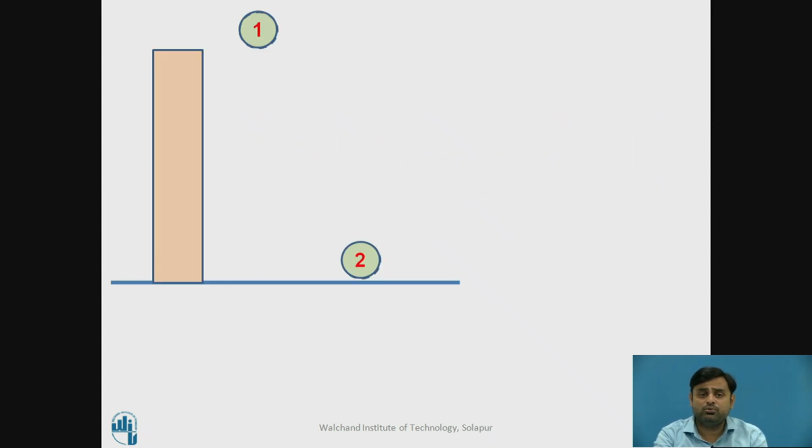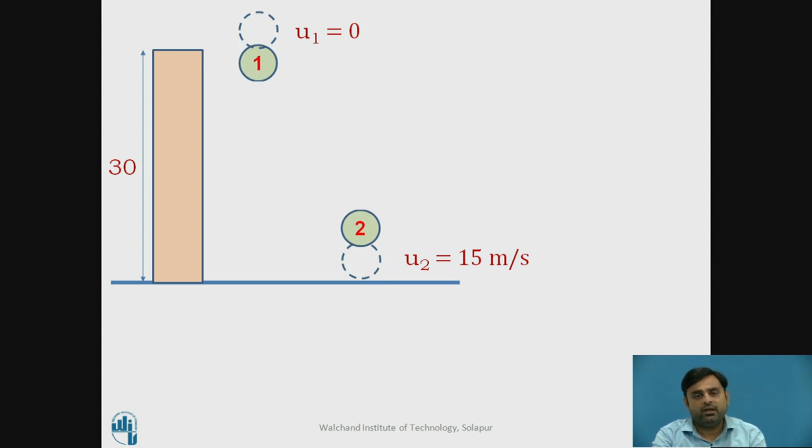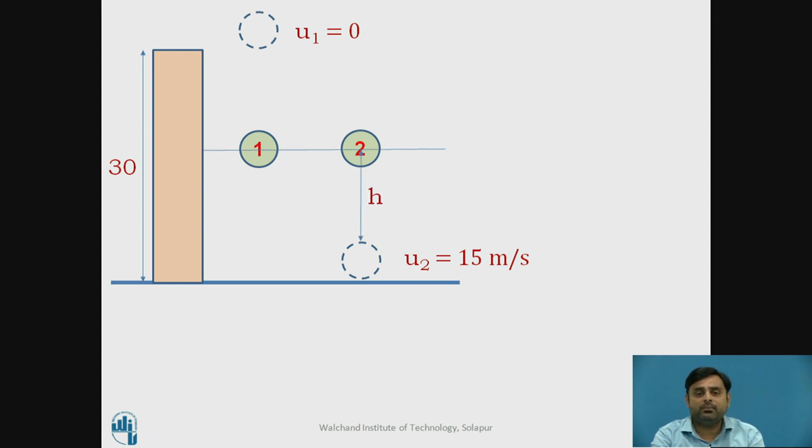So now these are the two balls. The height of the building is 30 meter. The first ball is dropped, so initial velocity is 0. The second ball is thrown vertically upward, so its velocity is 15. Suppose they cross each other at this level. Let us say h is the height covered by the second ball. So 30 minus h will be the height covered by the first ball. The time required for both the balls will be the same.